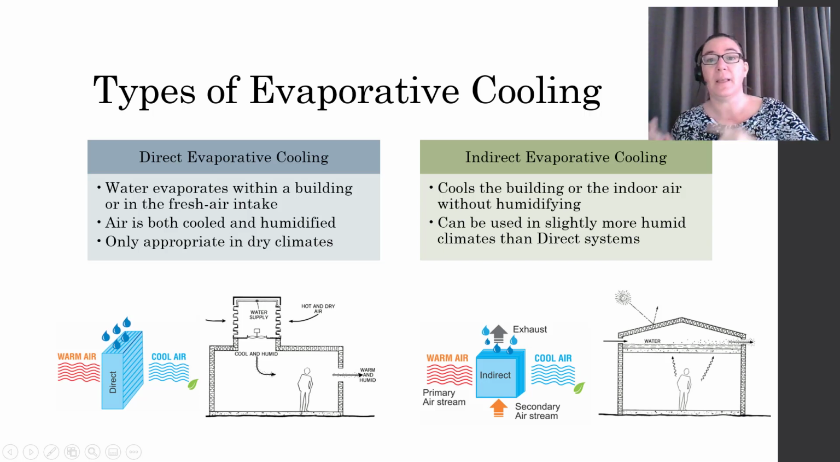On the right-hand side of the slide, we have indirect evaporative cooling. This cools the building or the indoor air without humidifying it. And as such, it can be appropriate for slightly more humid climates than the direct systems.